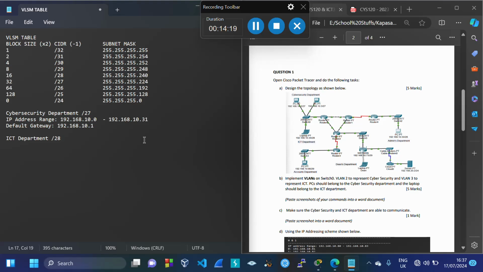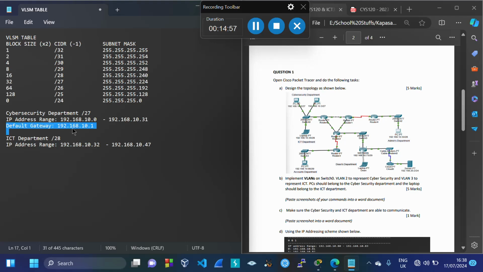So if it's a /28, where we ended with our subnetting is where we start. In this case, we ended at 31, so I'll start at 32. Then what's the block size of a /28? Because that's for ICT, we have 16. So I'll say 16 plus 32, I'm getting 48, but we say -1 to maintain the broadcast, which becomes 47.